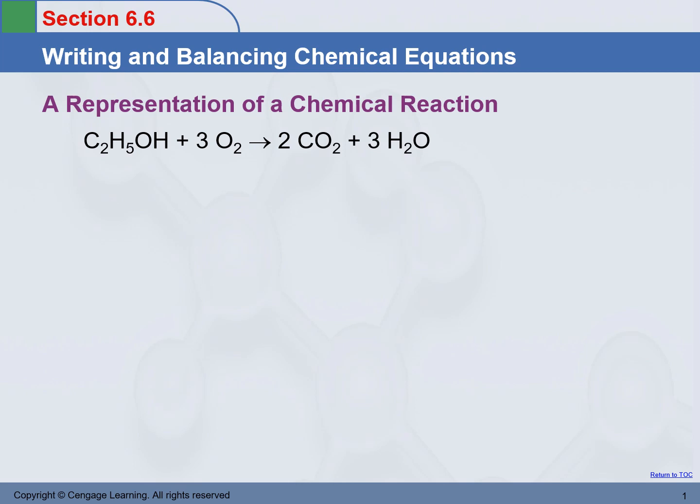Here you see a chemical reaction where you have formulas linked by an arrow. All the substances' formulas on the left of the arrow are called reactants. They are the substances that are reacting. All the formulas on the right of the arrow represent products. They are the substances that are produced from the reaction.